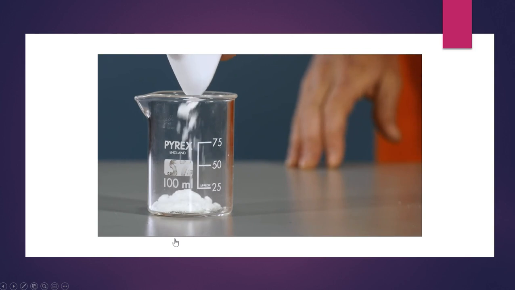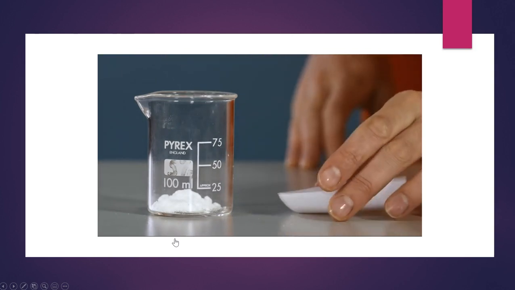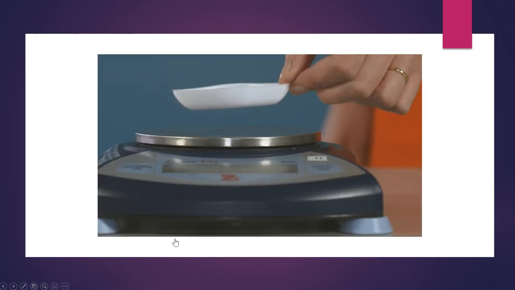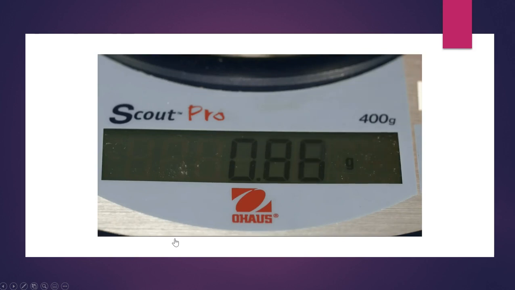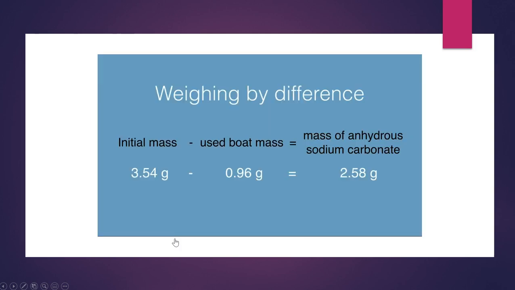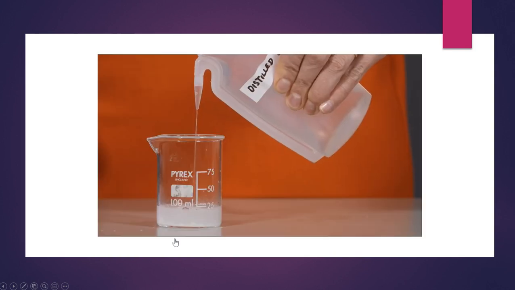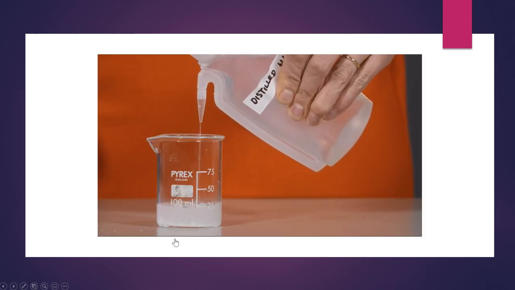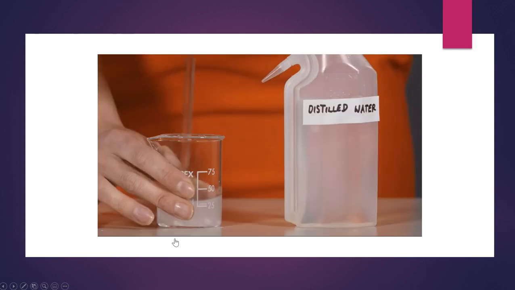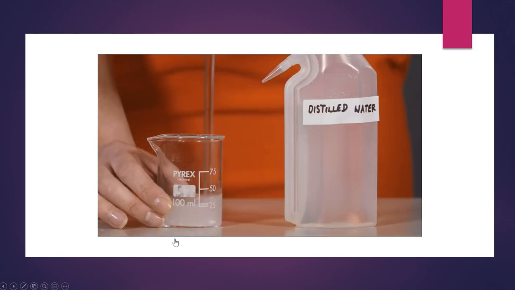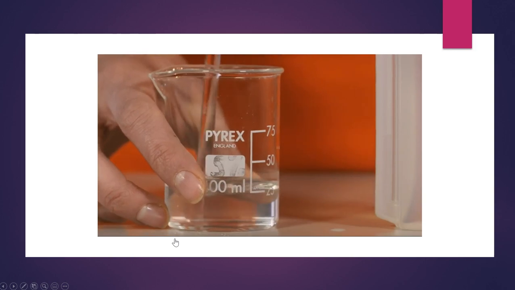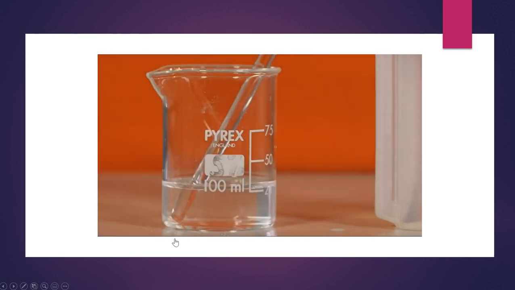Transfer this solid to a 100 centimeter cubed beaker. Reweigh and record the mass of the used boat. Using these measurements, you can calculate the exact mass of anhydrous sodium carbonate. Next, take this anhydrous sodium carbonate and dissolve in distilled water from a wash bottle. Stir this solution thoroughly until the solid is completely dissolved.